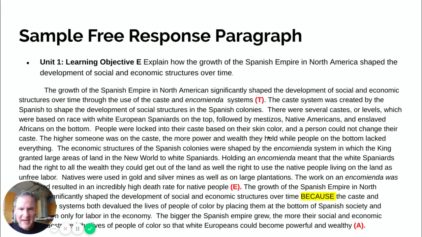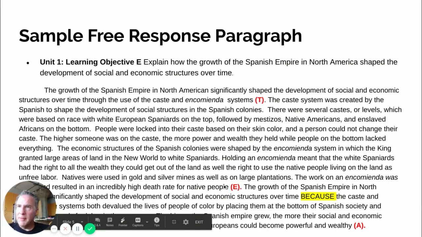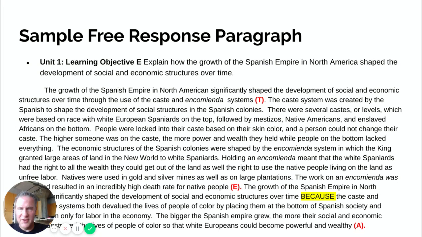So from here on down, I'm going to describe details of the caste system that I learned from that particular lesson. I then go on to talk about the economic structures of the encomienda system and how it worked from that lesson. Again, all of this information comes from those learning objectives I completed after watching the lesson video.